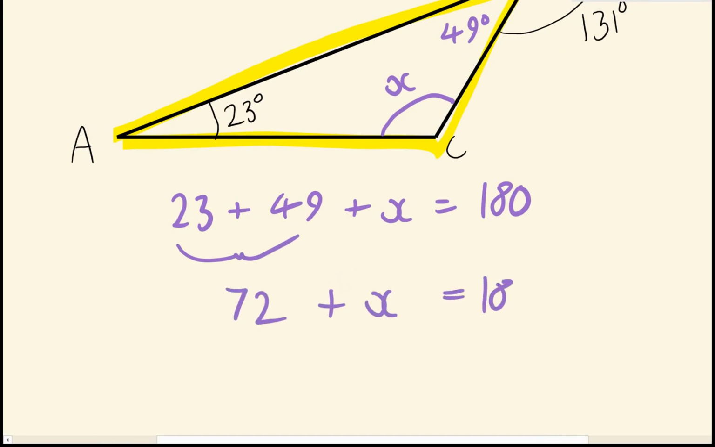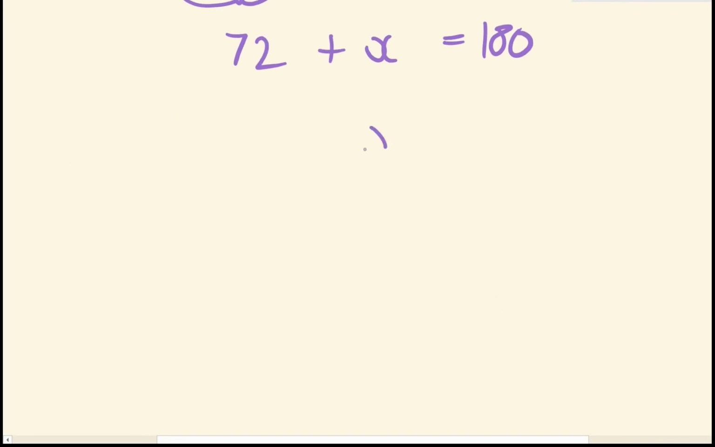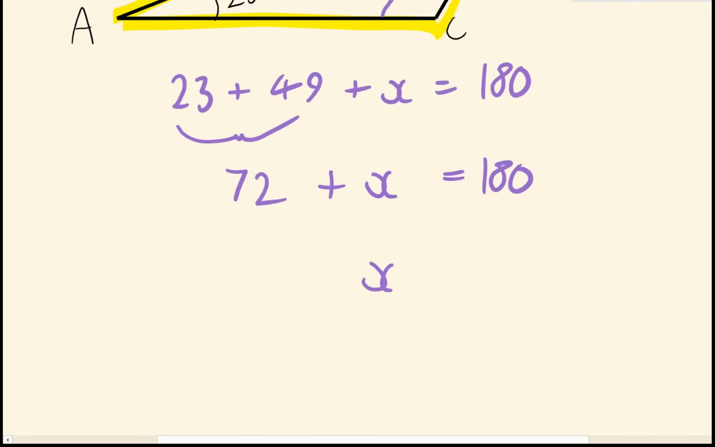72 plus x equals 180. And then now to find x, you just take away this combined number from 180. So 180 minus 72, that tells me that x is 108 degrees.